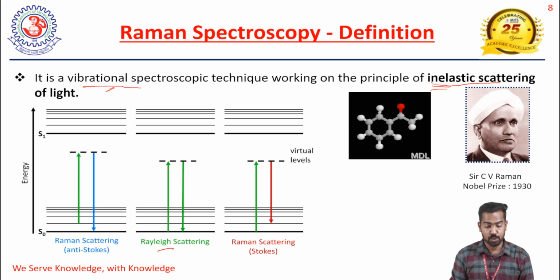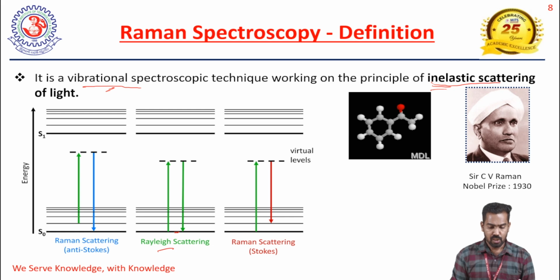So I will explain what Rayleigh scattering is. It's very easy to understand. If your molecule is in the ground state, this black line you can see, the ground state, most of the molecules are in the ground state at room temperature. So the population of molecules in the ground state is high under normal or room conditions.